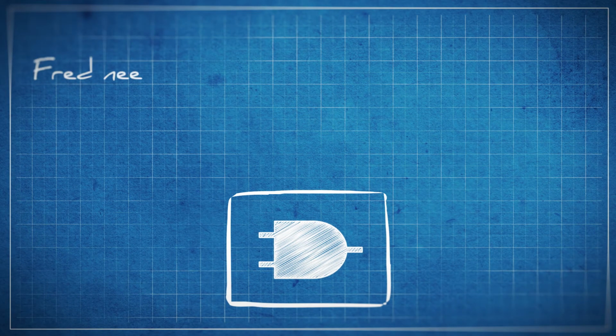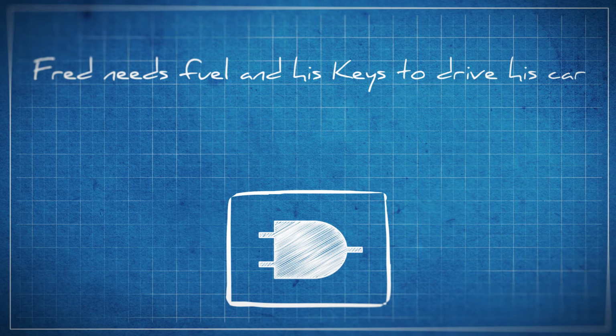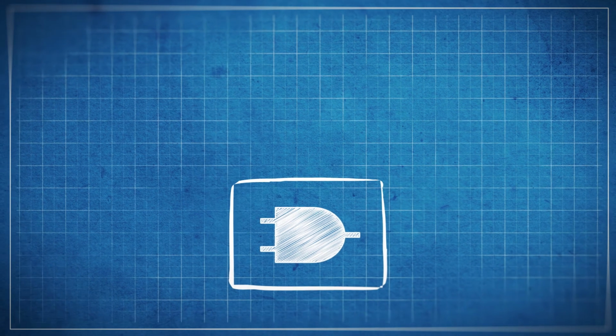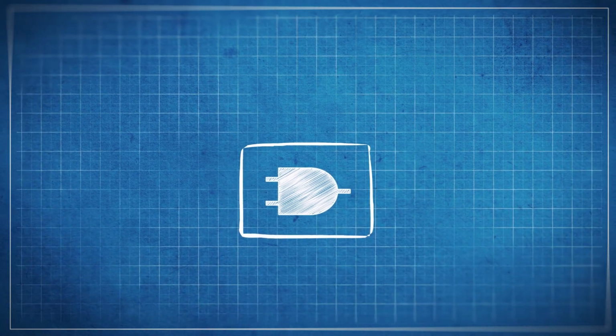If we say Fred needs fuel and his keys to drive his car, then we have two conditions for Fred to be able to drive his car. They are that he needs fuel and he needs his keys. These two could then be the two inputs into our AND gate, and if he has both, then he can drive his car, and the AND gate is now active because we've fulfilled those two conditions. So that's how the AND gate can be applied to logic circuits.